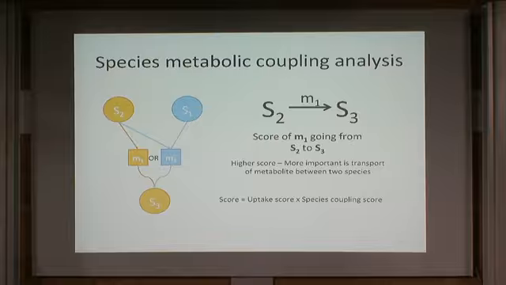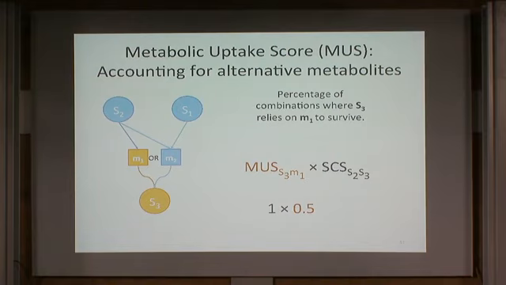And then you can score each metabolite and each species, how important they are in the whole network of communities. We came up with a simple scoring system, which is the uptake score and the species coupling score. The uptake score is needed because sometimes there are many alternative pathways. For example, organisms can utilize different carbon sources, and you need to account for that.